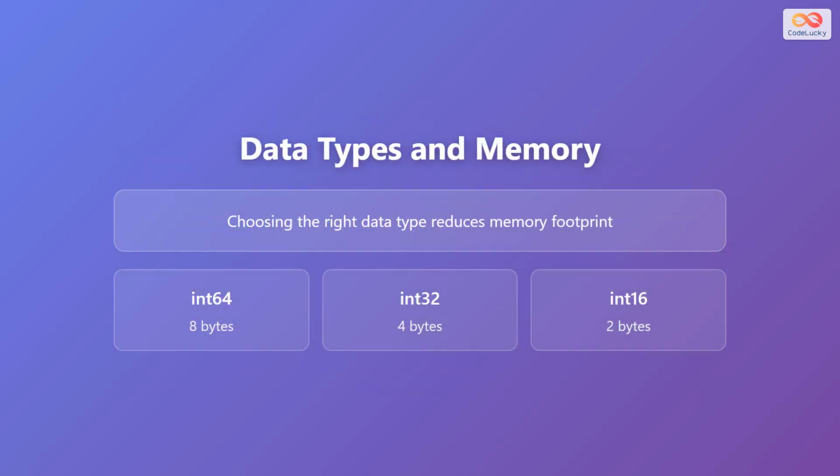Choosing the right data type is one of the simplest ways to reduce memory usage. Different data types require different amounts of memory. For example, int64 uses 8 bytes per element, int32 uses 4 bytes, and int16 uses only 2 bytes. If your data fits within the range of a smaller data type, you can significantly reduce memory consumption by choosing that smaller type. This becomes especially important when working with large arrays containing millions of elements.